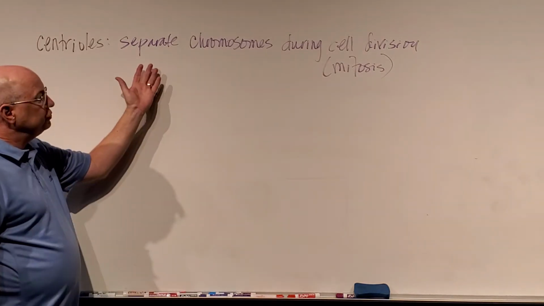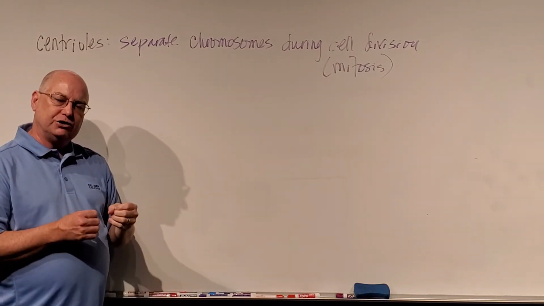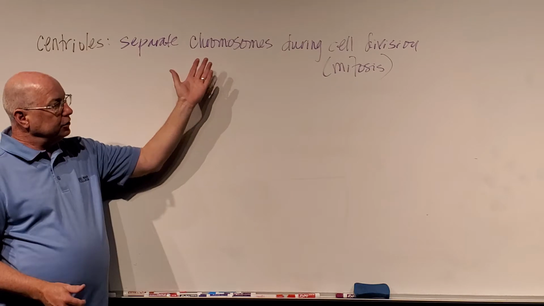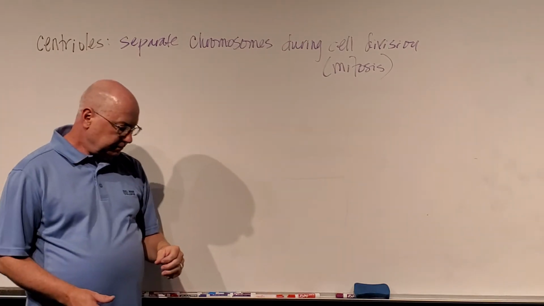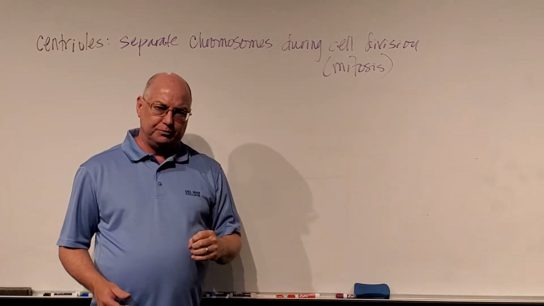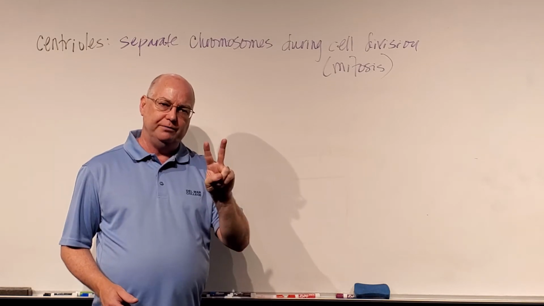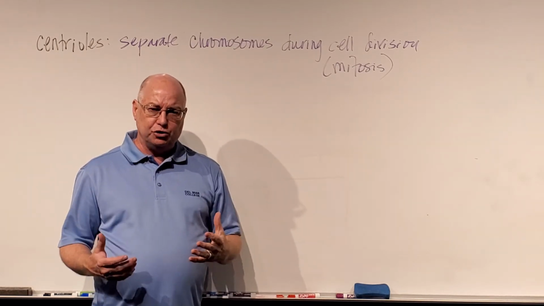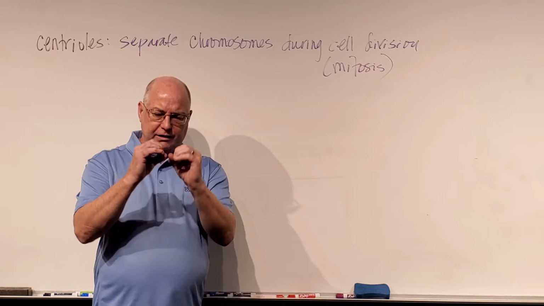So you need to know that centrioles are little protein-like structures that separate chromosomes during cell division. Something that we know about centrioles, by the way, is that the cell always has two of them, and under a microscope, when they're not functioning, they look like little tubules.